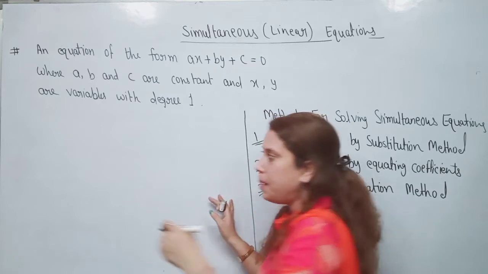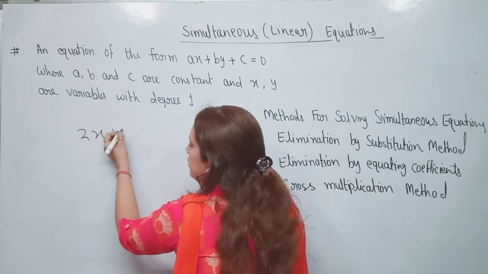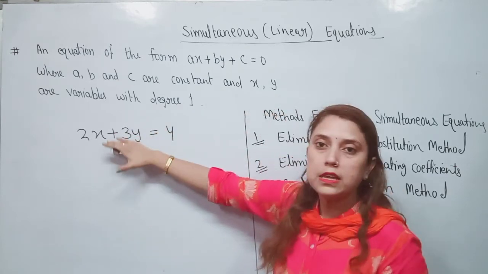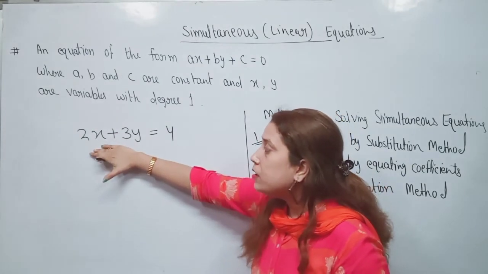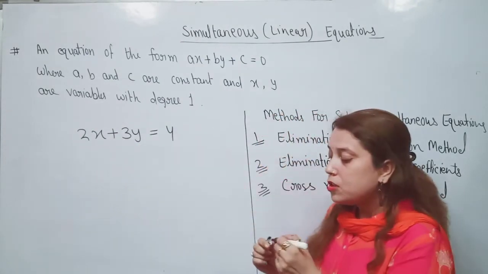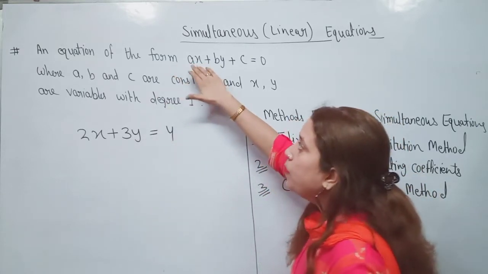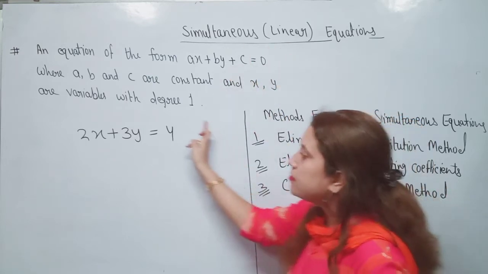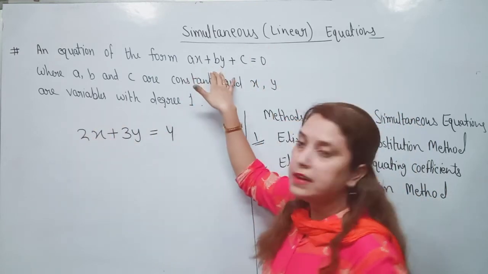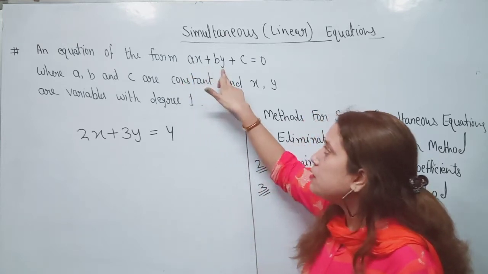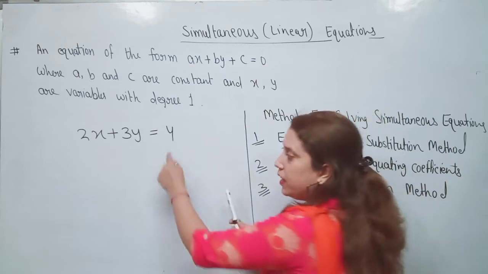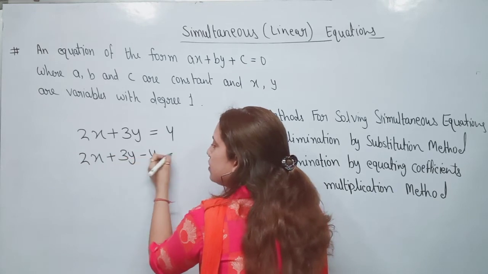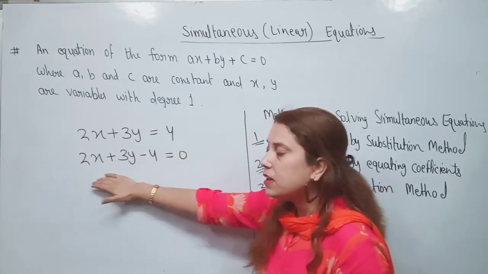Let's understand by example. 2x plus 3y is equal to 4. Is this a linear equation? Yes. How will we check whether the given equation is a linear equation? First we check the form: ax plus by plus c is equal to 0. If we send c to that side, then this is the same form. This is the standard form of the linear equation, ax plus by plus c is equal to 0. So we can write this equation as 2x plus 3y minus 4 is equal to 0. So this is a linear equation.